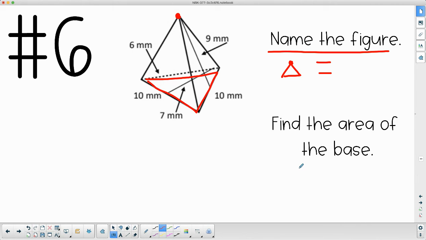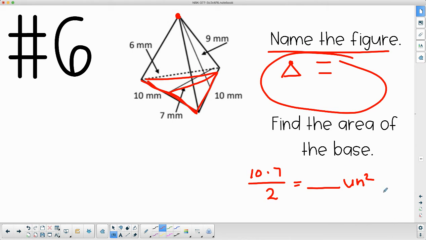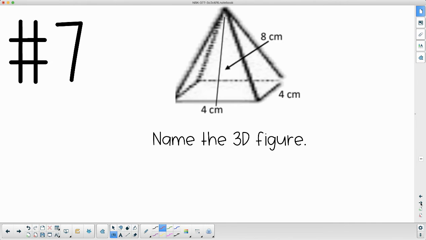Then part 2 of this one, it wants us just to find the area of this base here. So looking here at this triangle on the bottom, I can see that the base of it is 10. So base times the height of the triangle is 7. And we cut triangles in half. And this was an area, so units squared. So your first answer will be the name of it. The second answer is the area of the base.